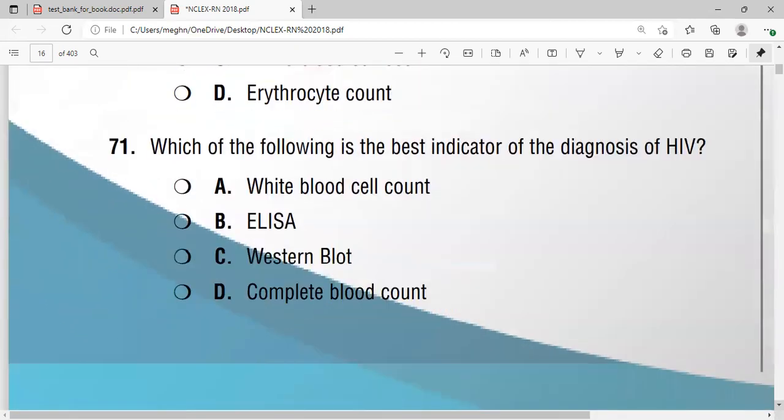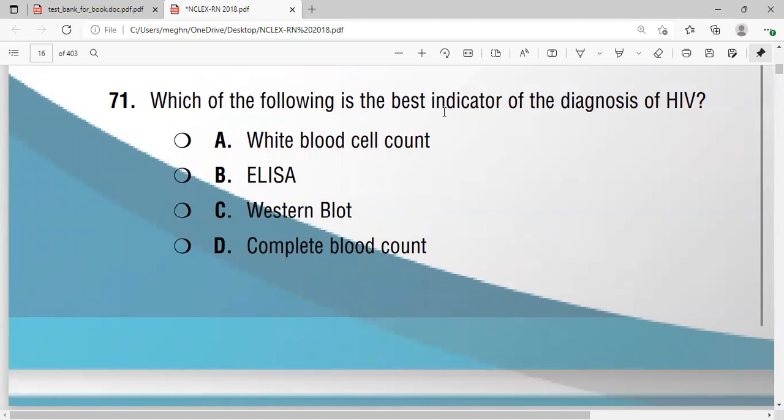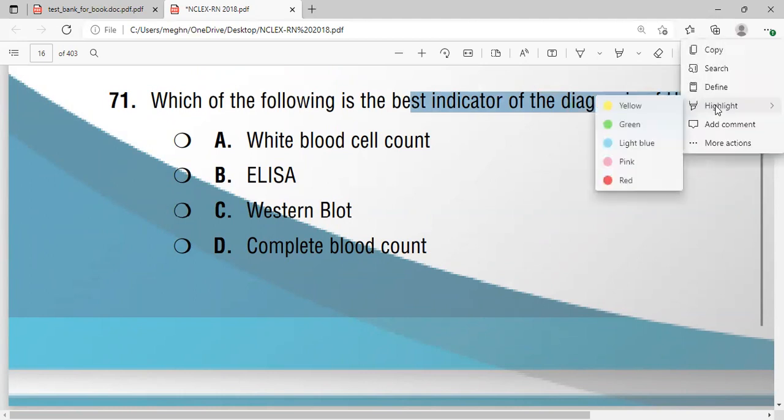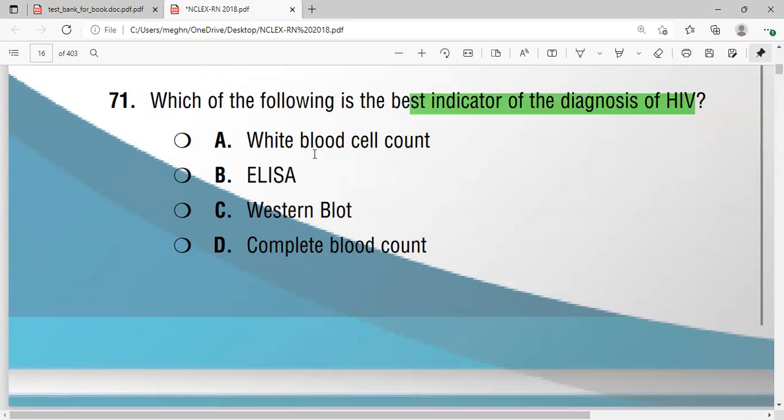Next question here. Which of the following is the best indicator for the diagnosis of HIV? A, white blood cell count. B, ELISA test. C, Western blot. And D, complete blood count. So what is the correct answer? The most definitive diagnostic test for HIV is the Western blot.